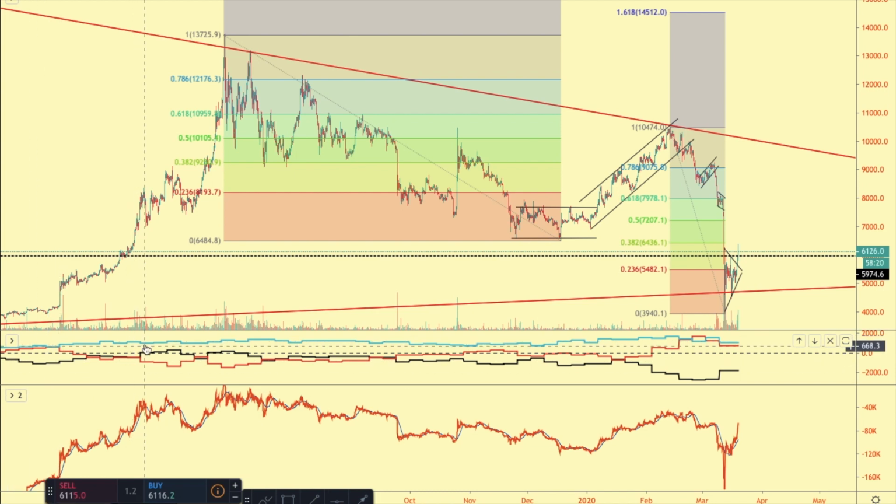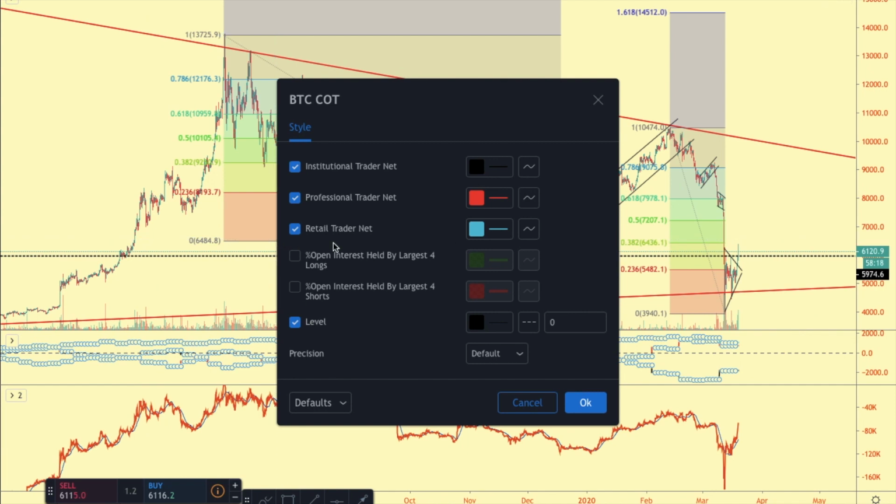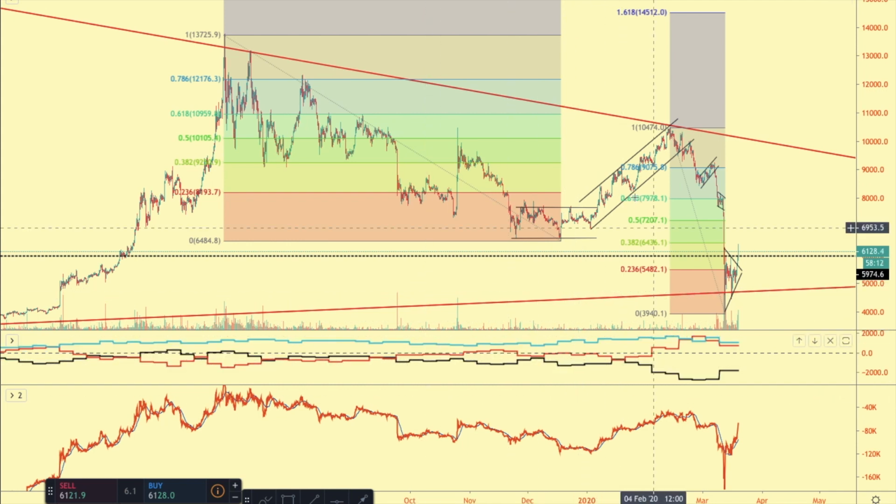If we double click on it, you can see the retail trader, right? The professional trader with the red line, and the black, the institutional trader, the bigger whales. You can see that when the price was going in an upper direction, the whales were the ones actually selling their positions, right? And the retail and the professional traders were the ones actually buying when the price was going in an upper direction.